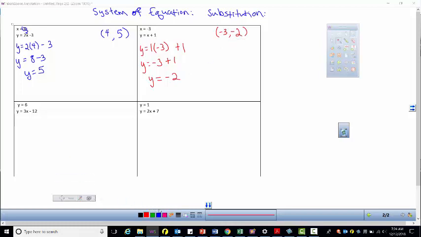Now we're going to look at some different ones. These ones require a little bit more algebra. So this time it says y equals 6, and down here it says y equals 3x minus 12. So this 6 right here, I'm going to put in for the y in the second equation. So I have 6 equals 3x minus 12. Now I have to solve the equation.